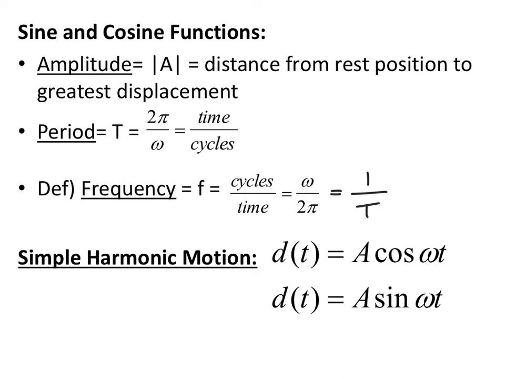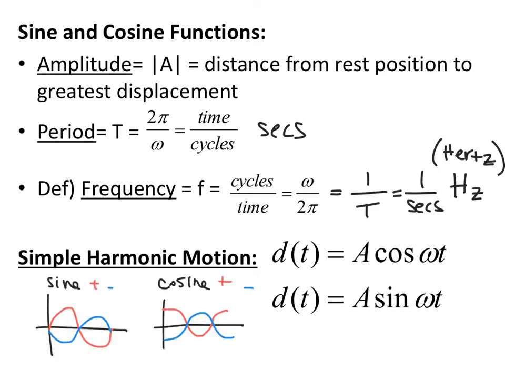For units, period is in time, normally seconds, but it could be hours, minutes, days, some type of time unit. So that would mean that the frequency would be 1 over time, or 1 over seconds. 1 over seconds we call hertz. We represent it with a capital H and a lowercase z, and that is the unit hertz. So whenever you answer a frequency problem, your unit should be in hertz.